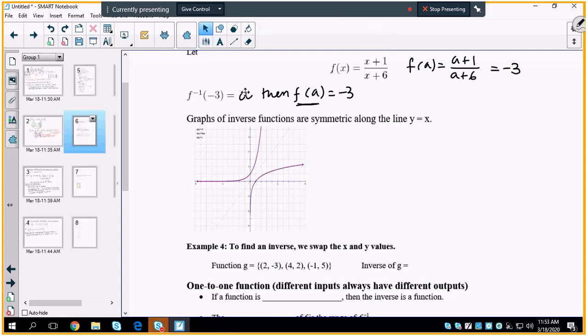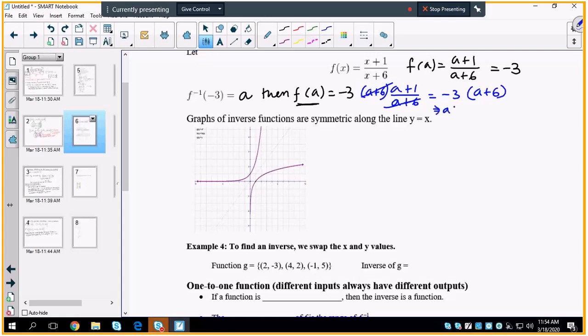How do I solve it for a? Well, we're going to multiply the equation a plus 1 over a plus 6 equal to negative 3 on both sides by the denominator a plus 6, so that the same factor from top and bottom cancels and I don't have any more denominators. What I get is a plus 1 equal to negative 3a minus 18. Subtract 1 from both sides. You get a equal to minus 3a minus 19.